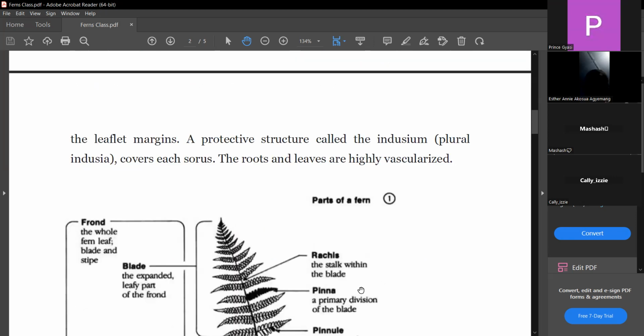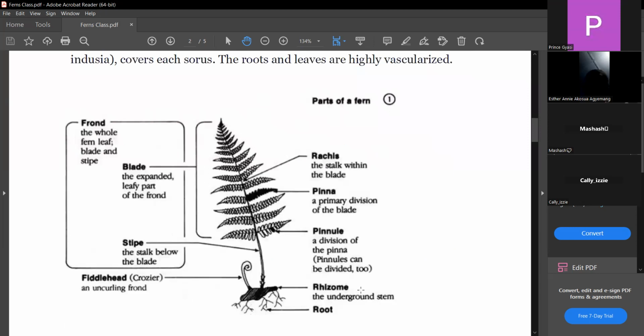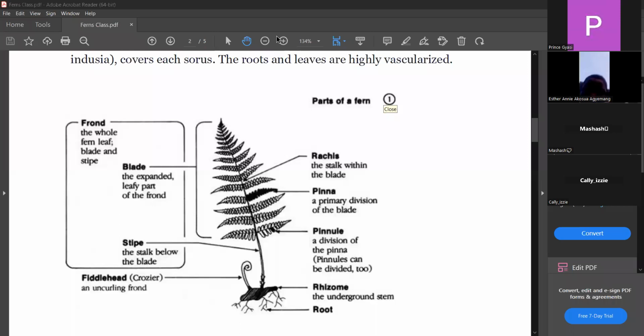So now let's take a look at the diagram below. Hope you can all see my screen. And if you have any questions, I'll be willing to answer them. Any questions? Did we get it to this point?